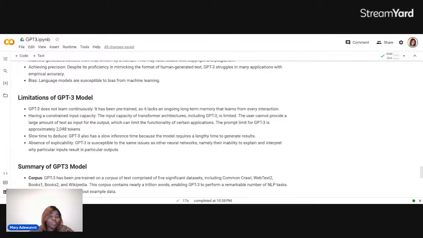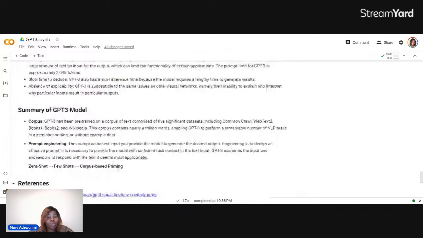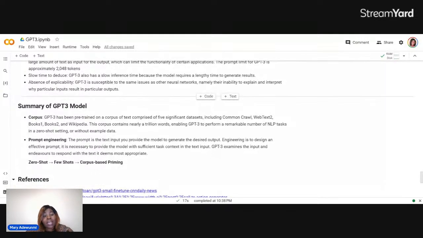So, a summary of the GPT model: the corpus. It works on a corpus, so you have to look for how to get data. If you have a lot of data, it can work with zero shot, giving zero-shot answers. And prompt engineering is very, very important. Prompt engineering is what you give, it gives you back.